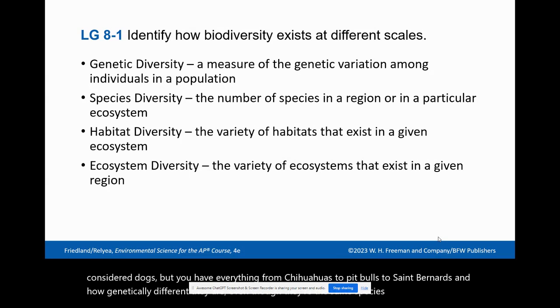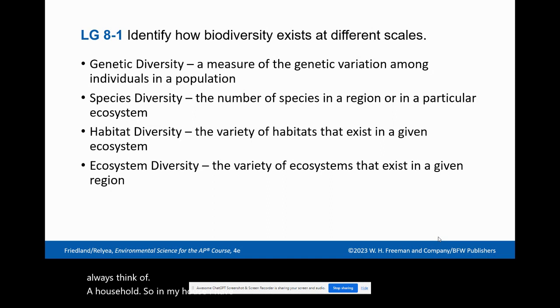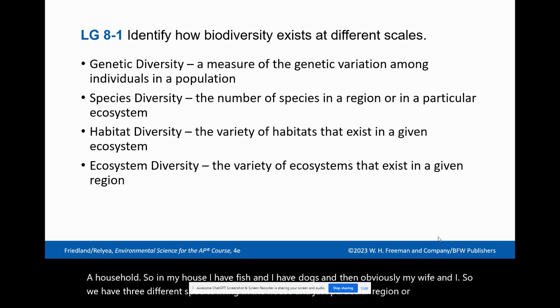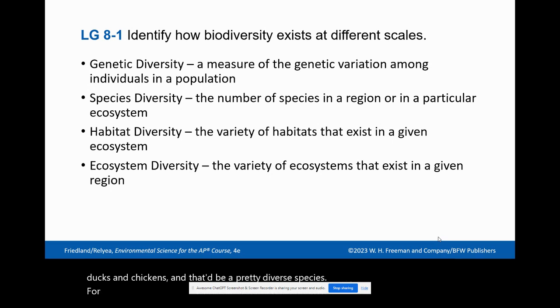For species diversity, I always think of a household. So in my house, I have fish and I have dogs, and then obviously my wife and I. So we have 3 different species living in the house in just a particular region or ecosystem. At a farm, you'd have horses and cows and sheep and people and dogs and cats and ducks and chickens, and so that'd be a pretty diverse species for that particular region.